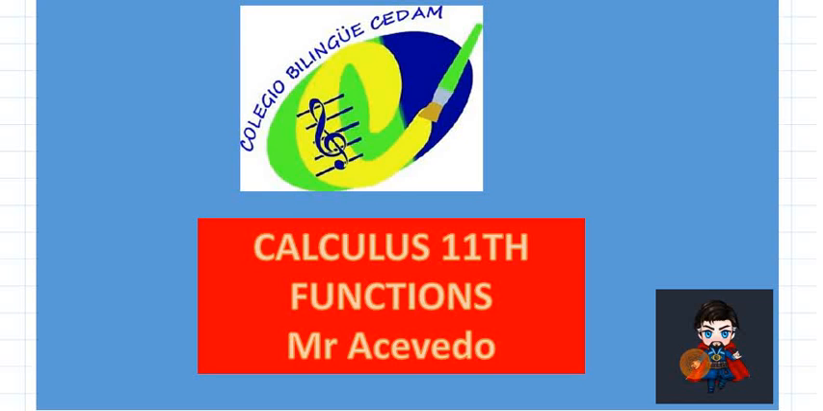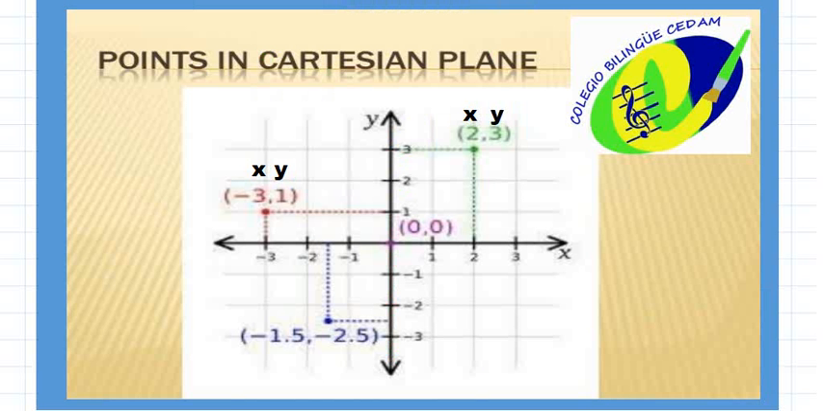Today we're going to continue with the explanation about functions, a review of what we have seen so far. Now, let's go with the structure of a Cartesian plane. A Cartesian plane is made up of two axes. The x-axis, that is the horizontal one, and the y-axis, that is the vertical one.